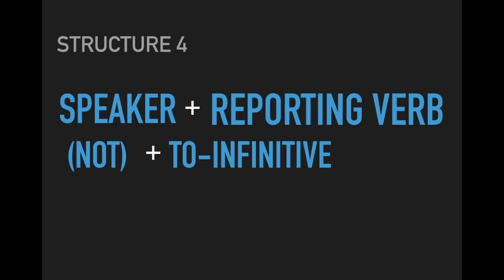And structure 4 starts the same as all of the others. We have our speaker and our reporting verb. If it's a negative verb, we're going to put not after the reporting verb. And then we'll take the verb from the spoken sentence and put it as a to infinitive. Go ahead and pause and see if you can do it by yourself. The verb you're making into a to infinitive here will be am. So pause, try it on your own, and then press play again and check it.